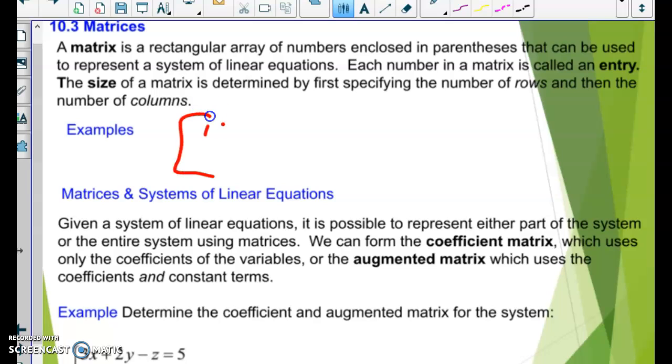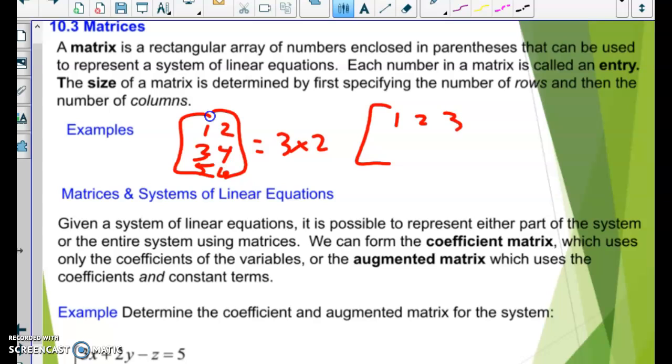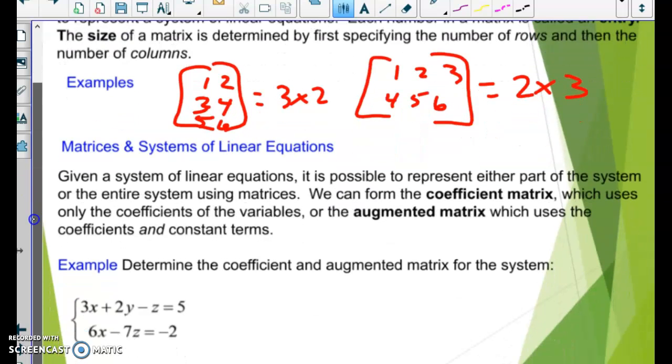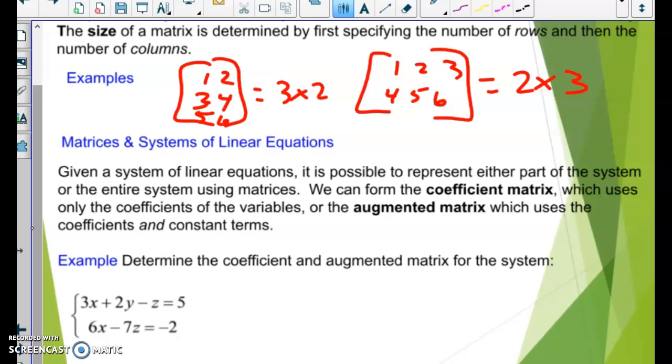So the number of rows is 3, the number of columns is 2. The number of rows is 2, the number of columns is 3. So order matters, order definitely matters, and we will get to why in the next couple sections. So make sure it's always rows by columns when you're naming the size of a matrix.